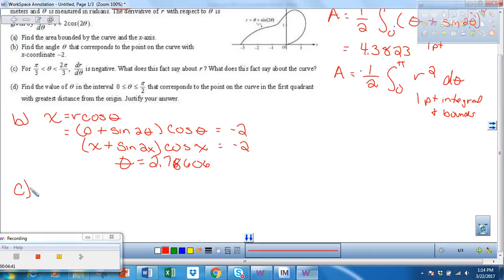All right, C. They tell you that dr d theta is negative. What does this fact say about r? So they tell you it's negative, so that means that r is decreasing. Because dr d theta is negative, r is decreasing. And because its slope is negative, that means it's moving toward the origin, or toward the pole.